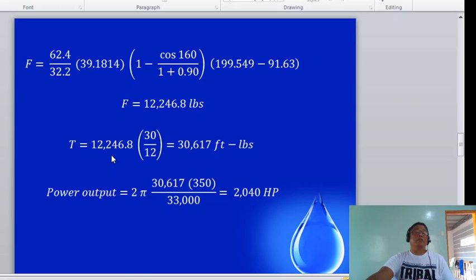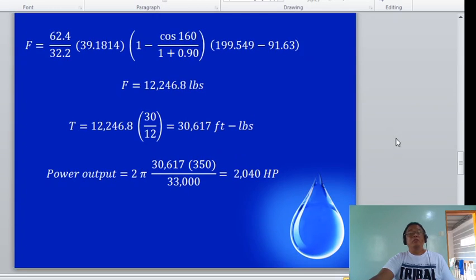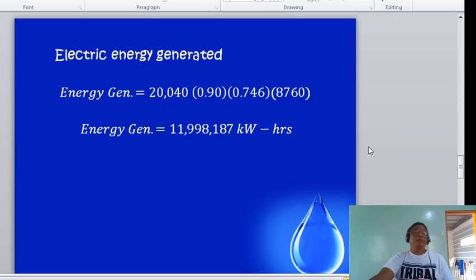So getting now the torque, torque equals to F multiplied by R. Since the radius of the runner is 30 inches, the torque now generated is 30,617 foot-pounds. So for the power output now, 2 pi Tn over 33,000 to make it horsepower. So that is equal to 2,040 horsepower.